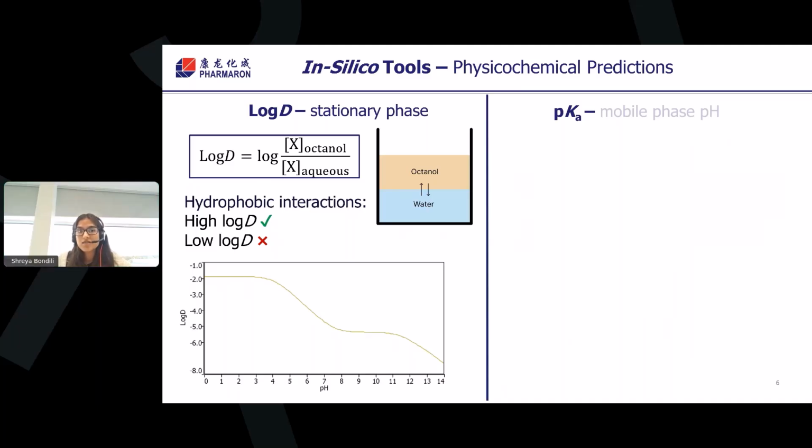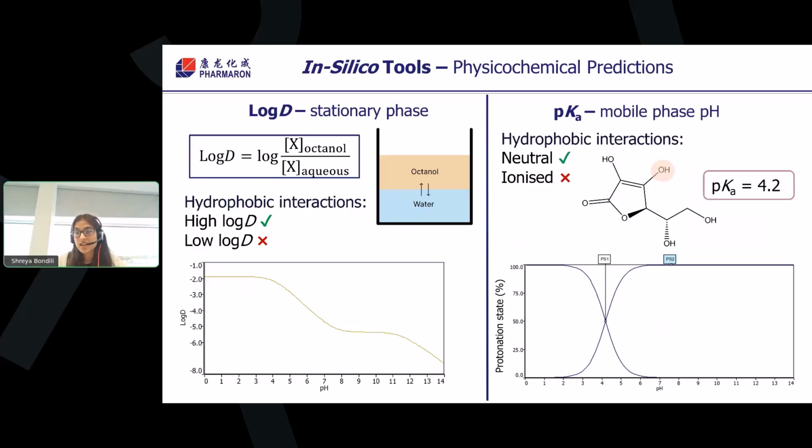Log-D curves can also be used to identify a suitable mobile phase pH that would maximize hydrophobicity. pKa values can guide mobile phase pH selection as well. To maximize hydrophobic interactions, it is ideal for the compound to be in its neutral form. pKa values can indicate pHs at which the compound exists in its neutral form.